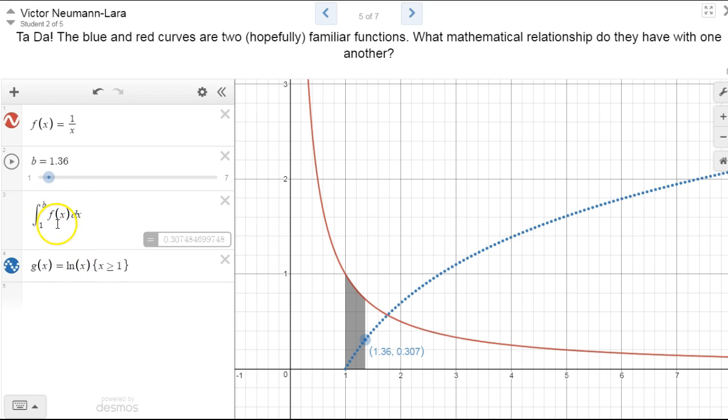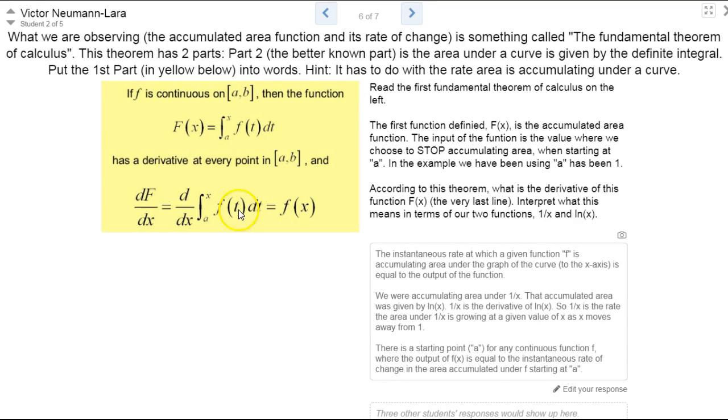So remember, antiderivatives give us the area accumulation, and the natural log is the antiderivative of this, but the derivative of natural log, the area accumulation function, is back to the 1 over x. And that's what the fundamental theorem of calculus tells us.